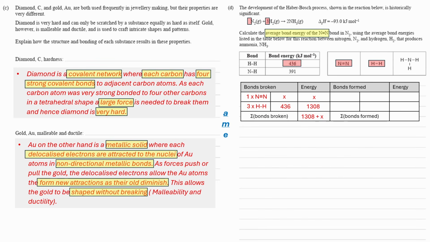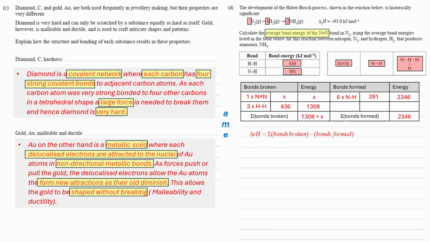Now we can calculate the total amount of energy to form the ammonia bonds. In ammonia, there's only one type of bond: an N to H bond. There are 2 ammonias, and there are 3 N to H bonds in each ammonia. That gives us 6 N to H bonds in total. The N to H bond is 391 kilojoules per mole, so we end up with 2,346 once we've multiplied that by 6. That is the total amount of energy for the bonds formed.